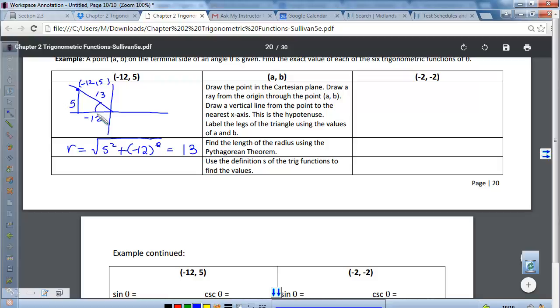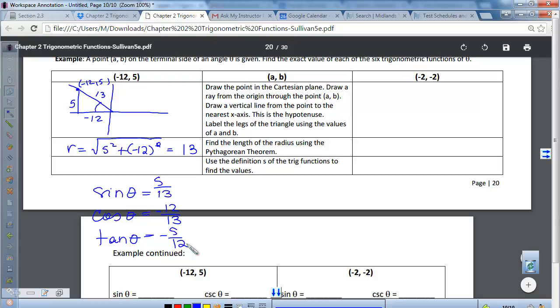Sine, and I'll write it here, but on the next page you have some space, I think. Sine of theta is going to be opposite over hypotenuse, so 5 over 13. Cosine theta is what? Adjacent over hypotenuse, so that's going to be negative 12 over 13. Tangent of theta is, so minus 5 over 12. Questions about that? When I did it on the calculator, it came out to square root of 169. The square root of 169 is 13.